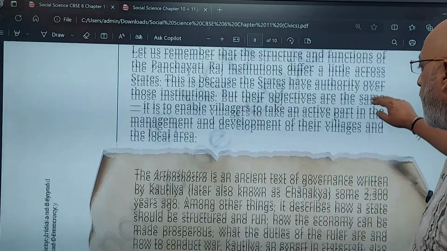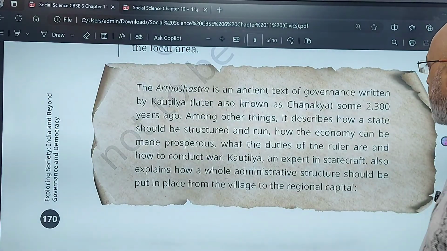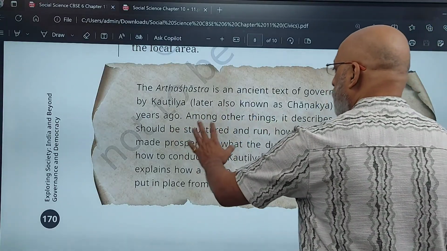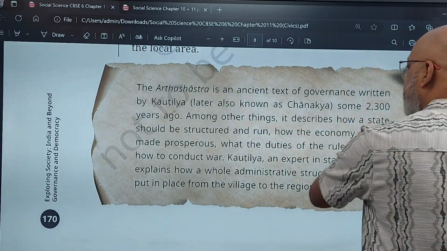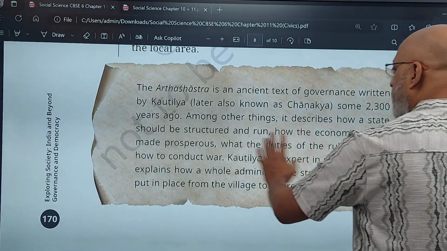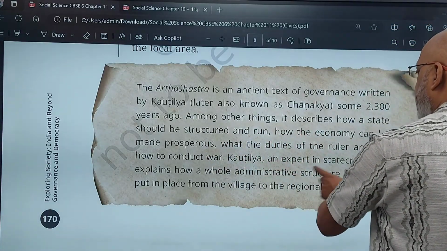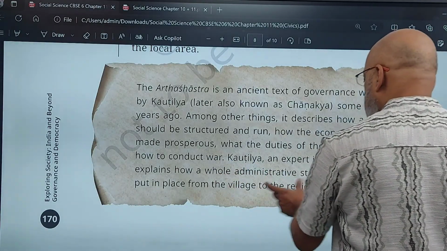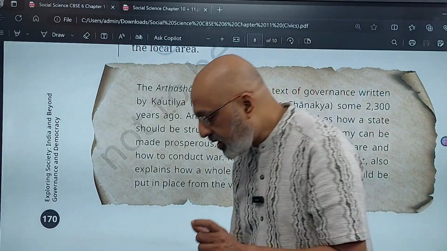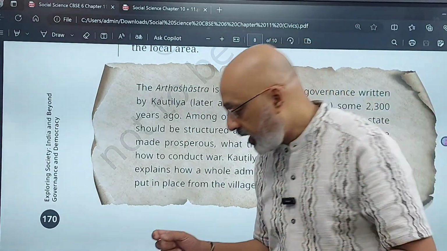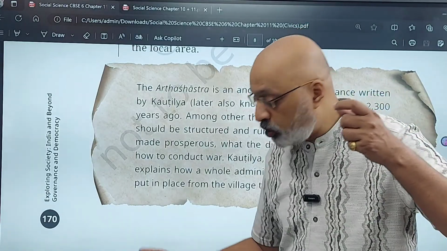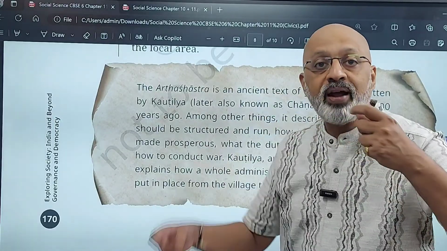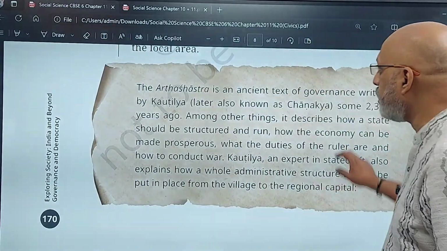Now it's important that the Arthashastra, which was written by Kautilya, who was also known as Chanakya, some 2,300 years ago. Among the many things he said, it describes how a state should be structured and run, how the economy can be made prosperous. What Chanakya said was that he explains how an entire administrative structure should be put in place from the village to the regional capital. That is, from a village to Mumbai, from a village to Chennai, from the smallest village in Tamil Nadu to the state capital in Chennai, there should be an administrative structure in place.